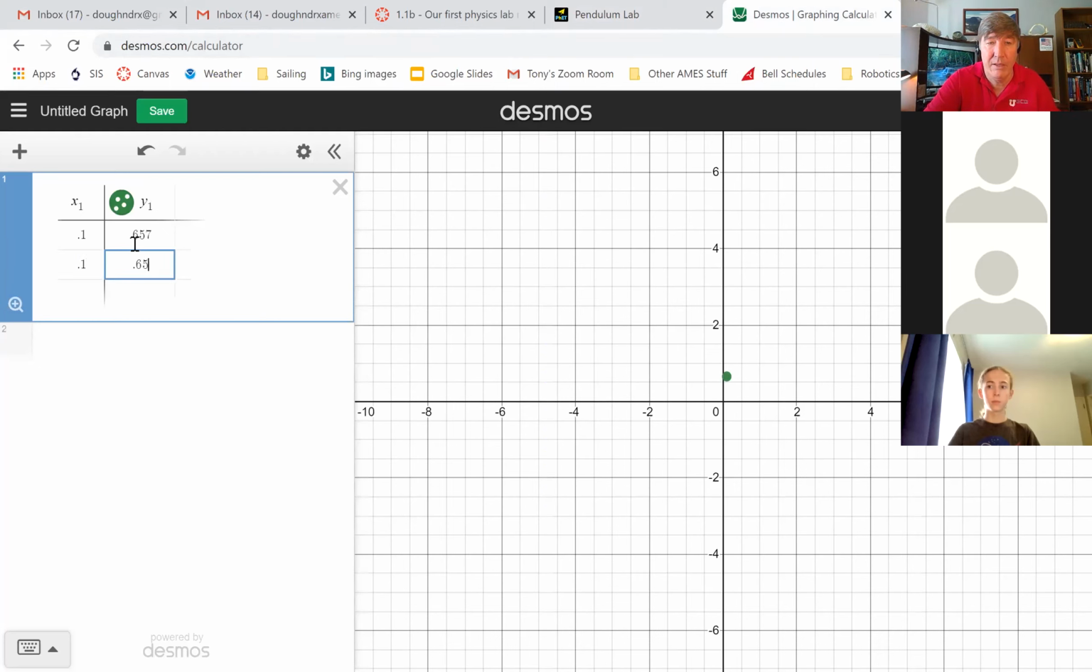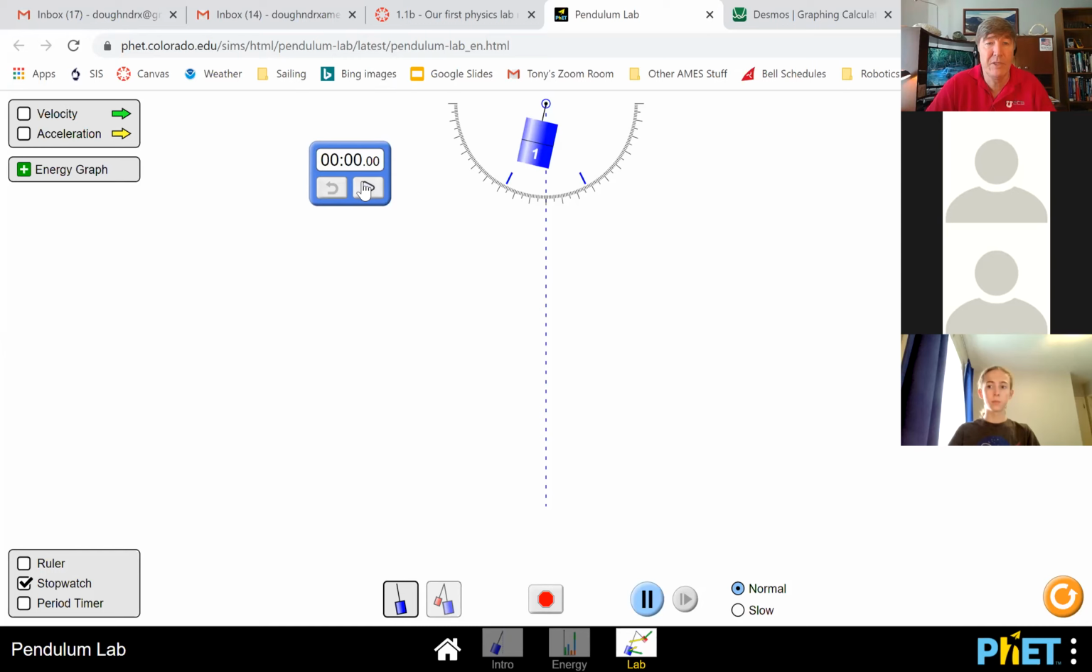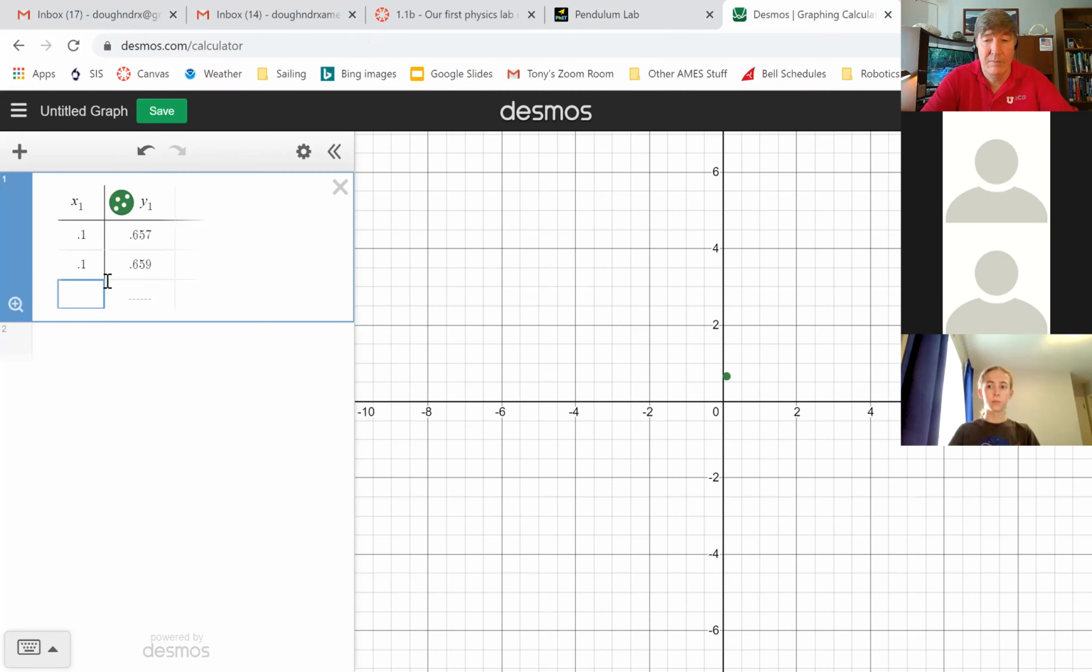And one more time, actually not for good luck, but because I'm requiring it. Start. 1, 2, 3, 4, 5, 6, 7, 8, 9, 10. All right, 0.651. So my independent variable is still 0.1, and my dependent variable is 0.651. Now I can go and do my next one.